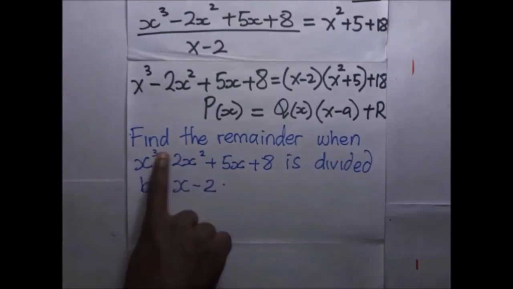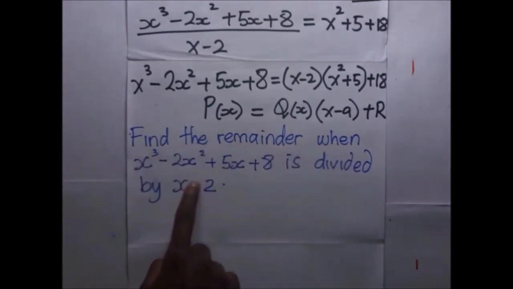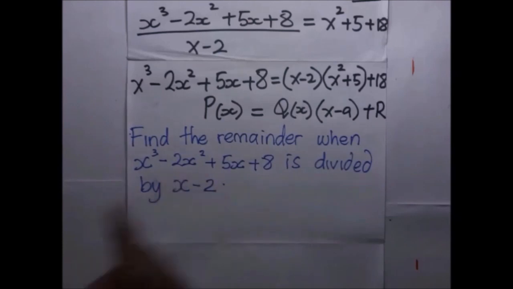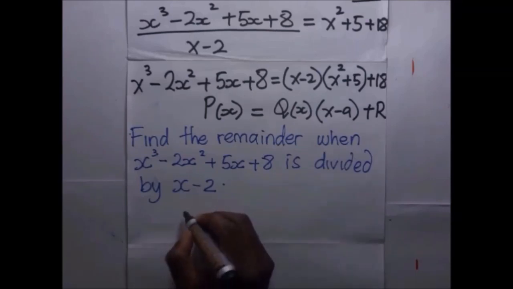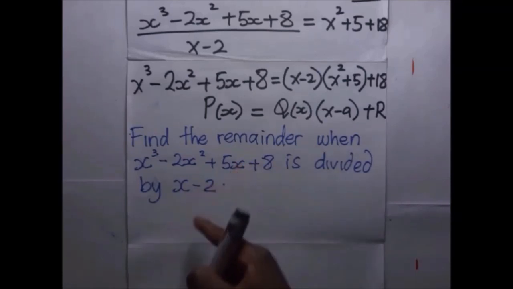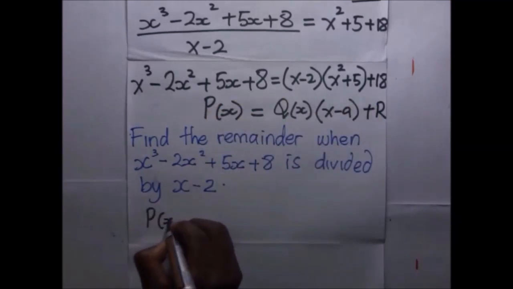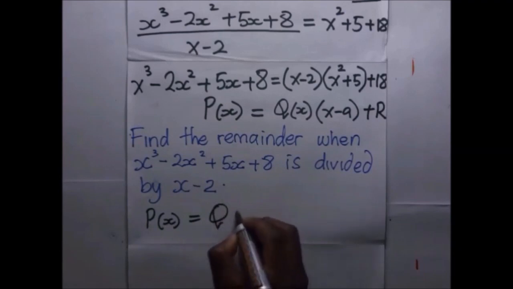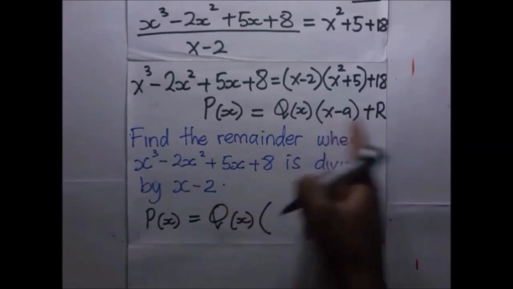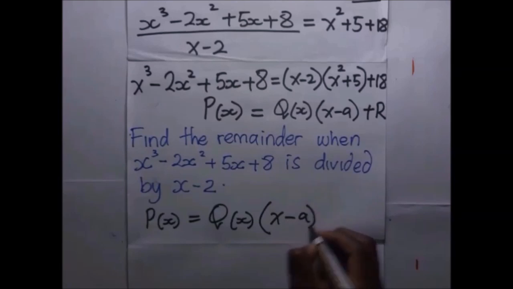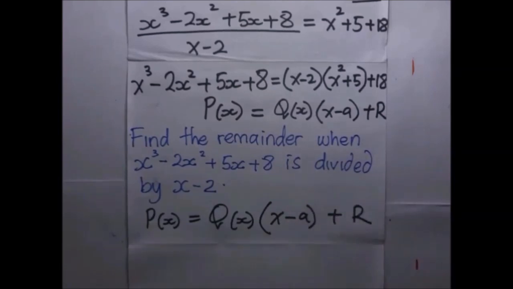If you look at this question, they're asking us to find the remainder when this polynomial is divided by this divisor. So for us to be able to get a remainder, this should be equal to 0. We're not going to use long division. We are going to use this expression that we have gotten, that p of x is equal to the quotient of x, multiplied by the divisor, which is x minus a, plus the remainder. Let's call the remainder r.